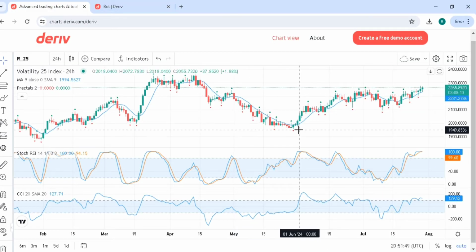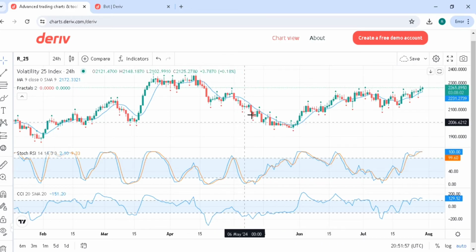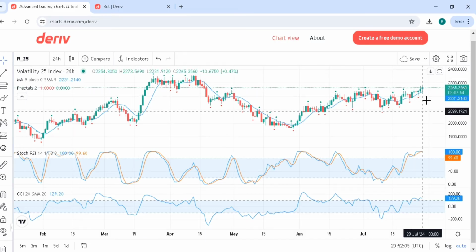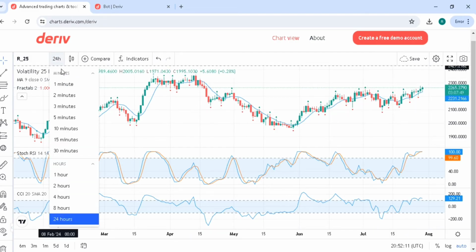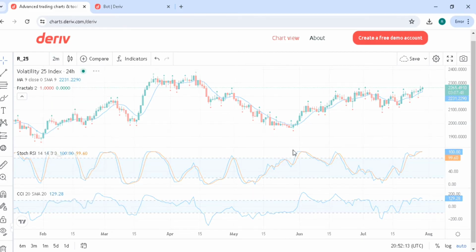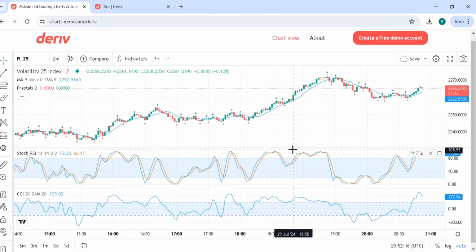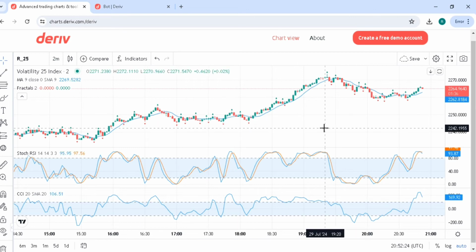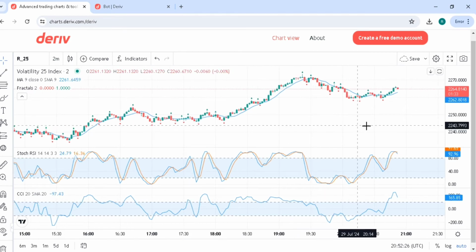Now going back to TradingView, with these indicators, I hope you remember what we said about the stochastic RSI and the CCI, the Williams fractals and the moving average. Now this is the 24 hours time frame. This is V25 and you can see in the 24 hours it's a rise market. So we can come to 2 minutes. We said once you realize that in 24 hours it is a rise market, especially if you are a beginner, you concentrate on getting entry points for a rise.